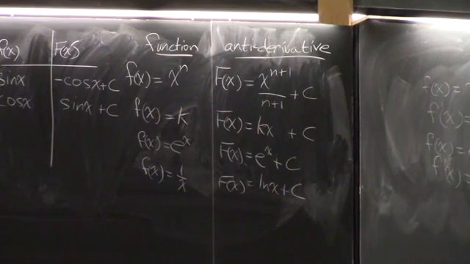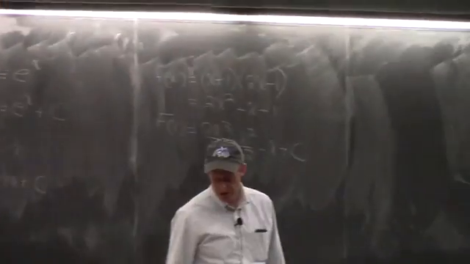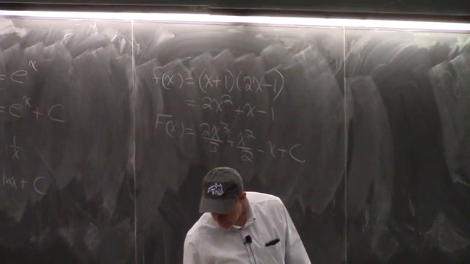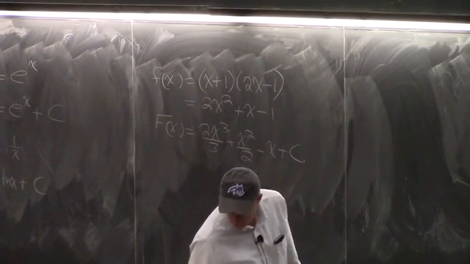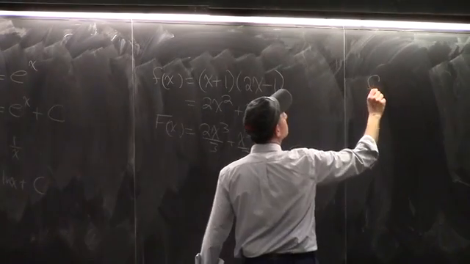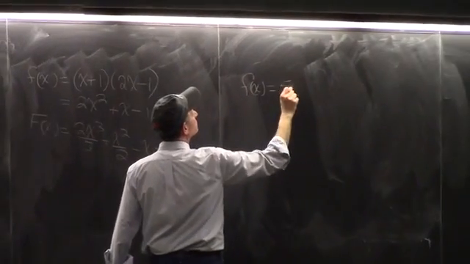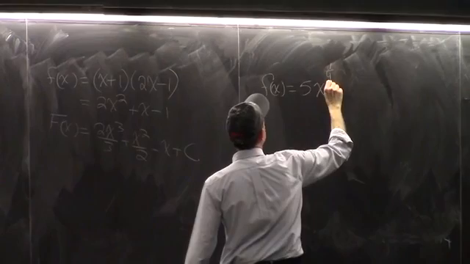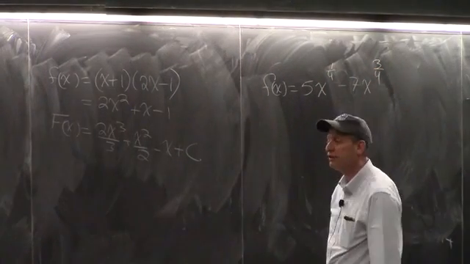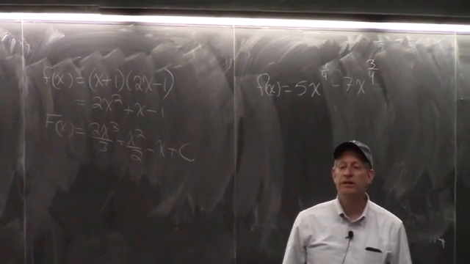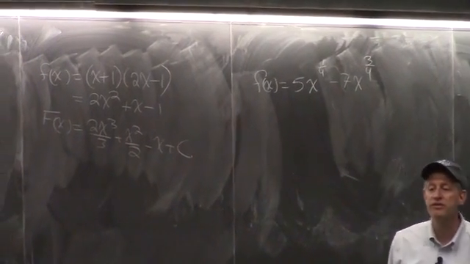Okay? Let's do another one. Make sure you guys can do this, because this is going to be on the final. Suppose you have 5x to the 1/4 minus 7x to the 3/4.